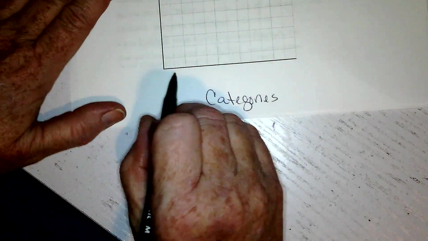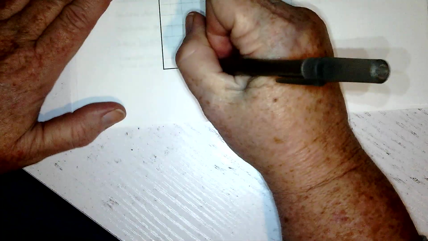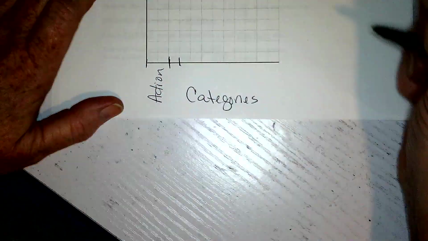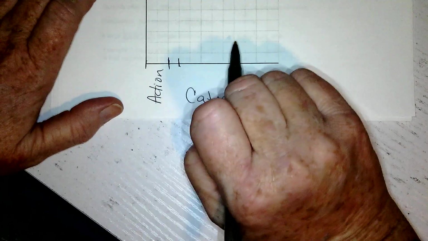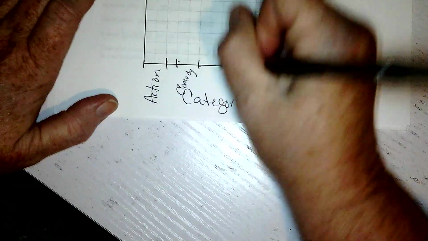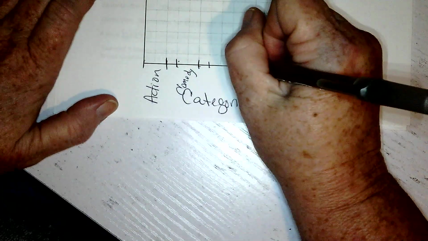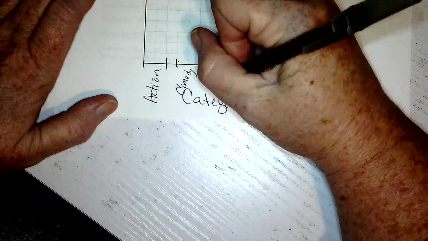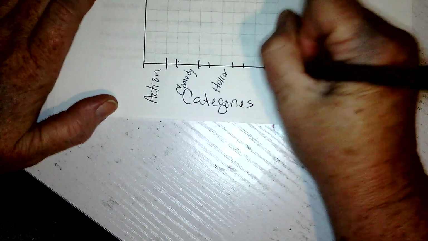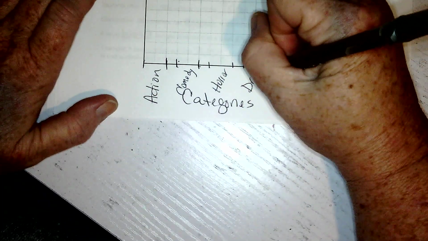And I'm going to make 2 lines for each category. So from here to here is going to be my action. I'm going to skip a line because they're not supposed to touch. And then I'm going to go from here to here as comedy. Skip another line. And then 2 lines over, I'm going to have horror. Skip a line, and then 2 more for my drama.